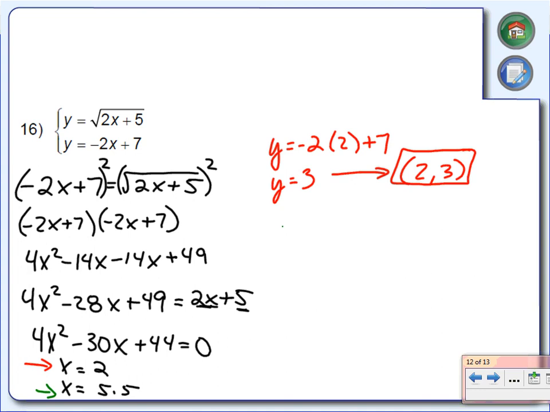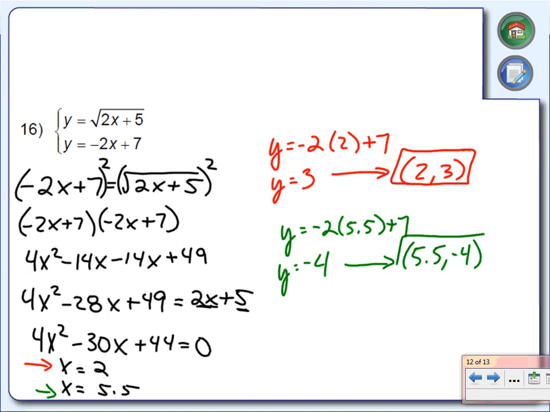Let's take that 5.5. Let's plug it into the same equation, see what happens this time. So negative 2 times 5.5 plus 7 would give us a what? Negative what? Negative 4. Which means we're going to end up with the ordered pair 5.5 and negative 4. So this would be the other solution.